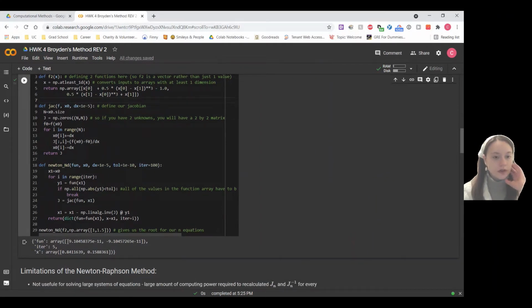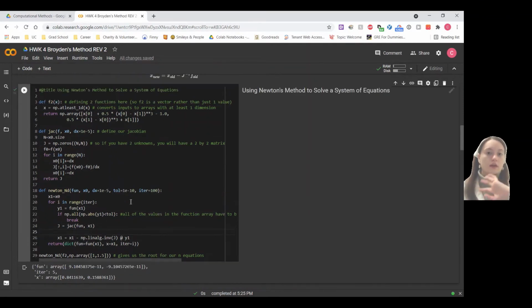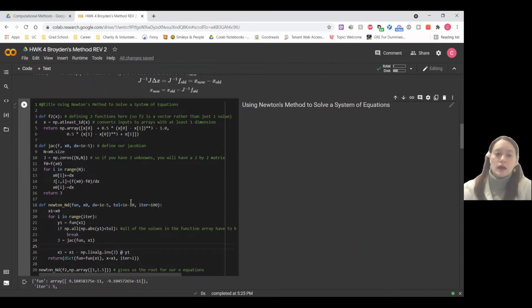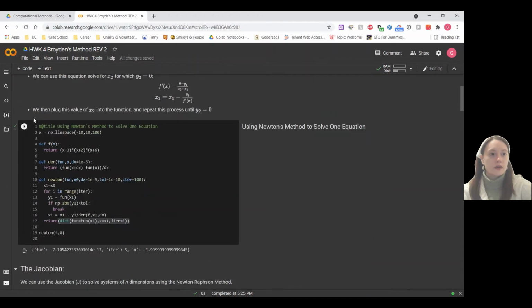So for our function f1, we're pretty close to 0. F2, we're pretty close to 0. It took 5 iterations to get a result, and our value for x1 is about 0.8, and for x2 about 0.16. So the Newton-Raphson method is the simplest way that we can find the root of a function. However, there are several limitations to using the Newton-Raphson method.